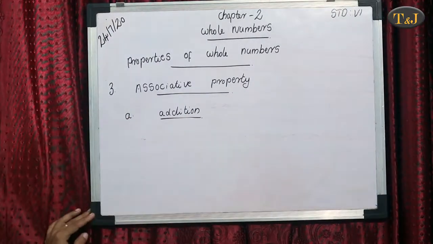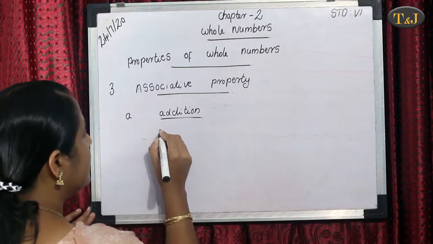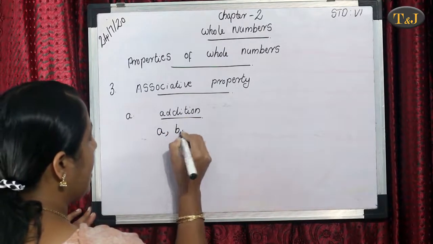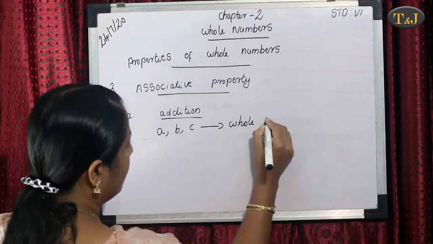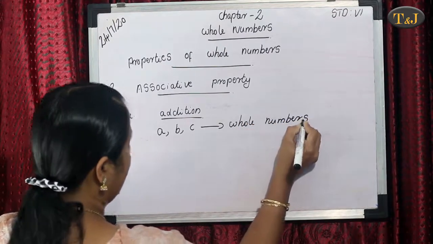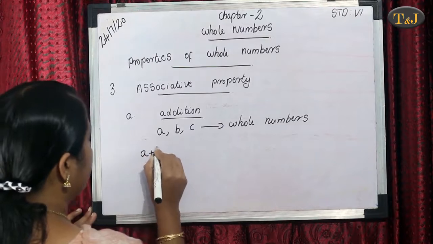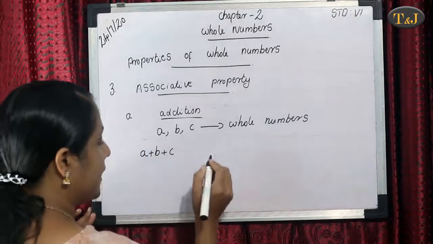First we are going to the associative property under addition. Suppose A, B, C are three whole numbers. Then the associative property says that A plus B plus C. How can we find its addition?